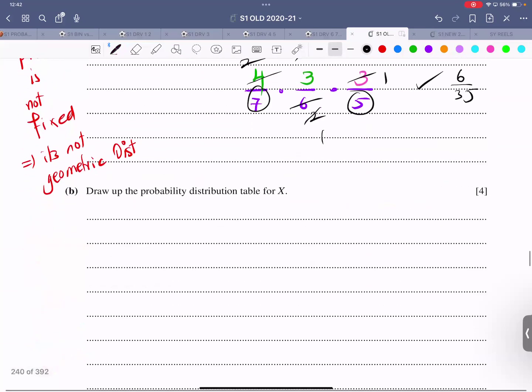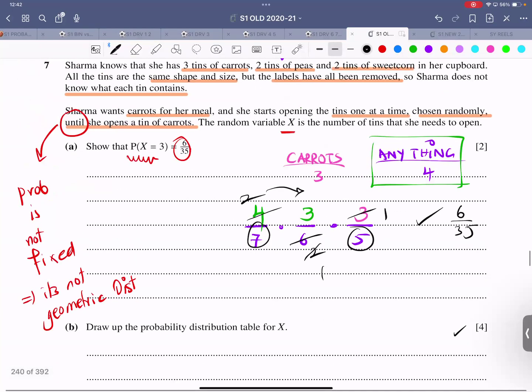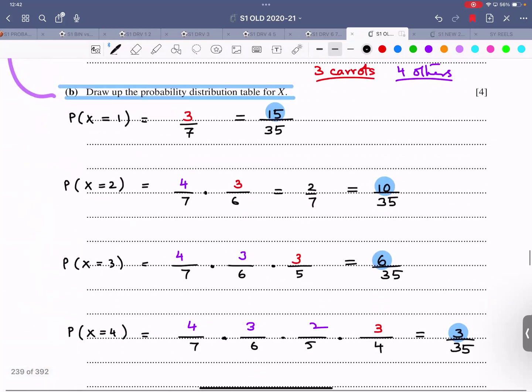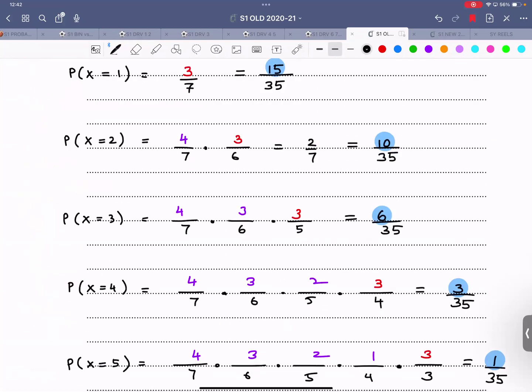Then now the next part. Draw up a probability distribution table for X. How many cans of carrots does she have? 3. That means either it will take 0 attempt or 1 attempt or 2 attempt, whatever the possibilities are. Let's think about that. We want a can to be opened. So 0 possibility is not there.